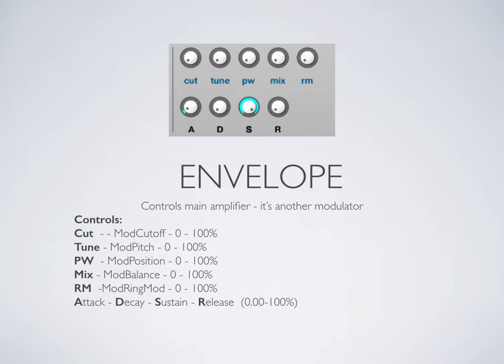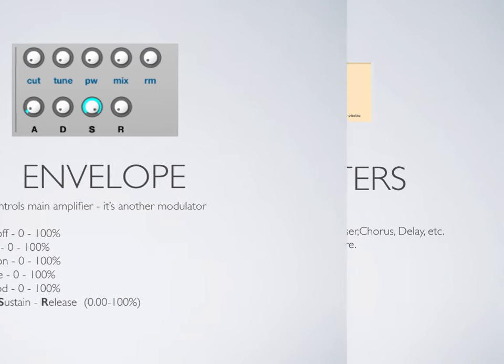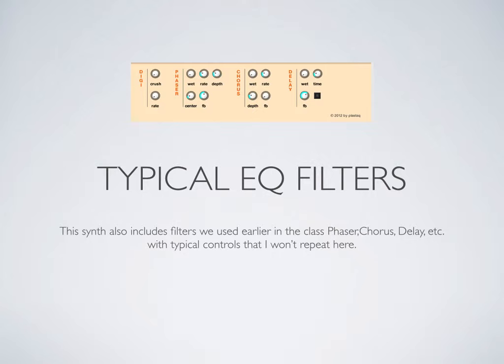Next is the envelope. We explained this in the amplifier section. This appears to have a separate envelope module. It has much of the same controls that we covered in the amplifier section, including attack, decay, sustain, and release from 0 to 100. This also includes some typical effects that we learned about earlier in the class: phaser, chorus, and delay. But because time is short and we've gone through these in this class, I won't explain those now.